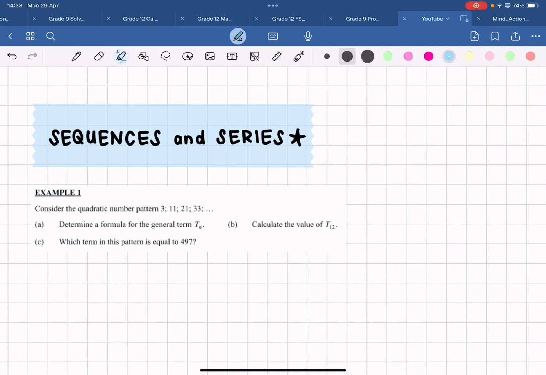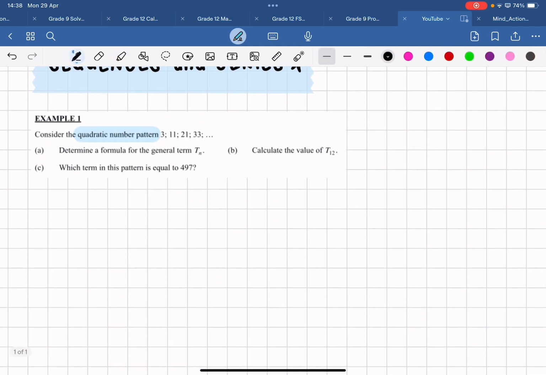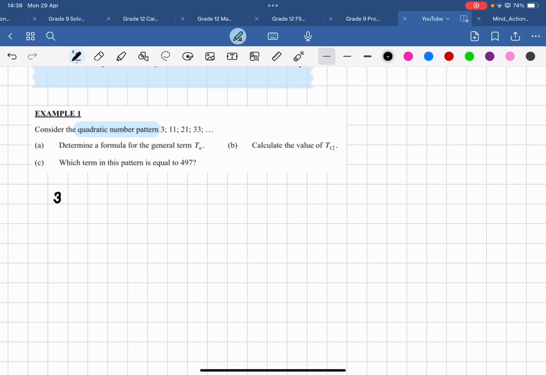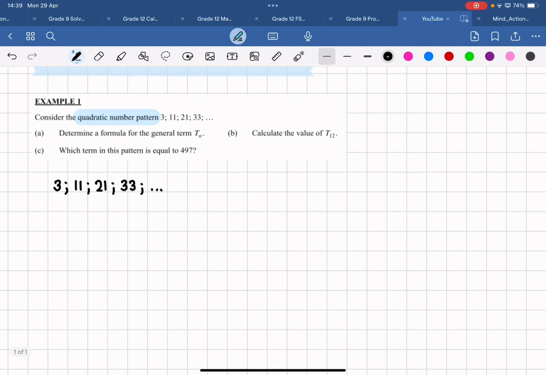For example 1, they are saying consider the quadratic number pattern. That is important, and they have given us the number pattern. So what I always do is I just rewrite the number pattern because I like actually calculating my differences from having rewritten this pattern. Okay, so if we look at our first difference between terms 1 and 2, we are adding 8 because 3 plus 8 will get you 11. From 11 to 21, we are adding 10, and then from 21 to 33, we are adding 12.